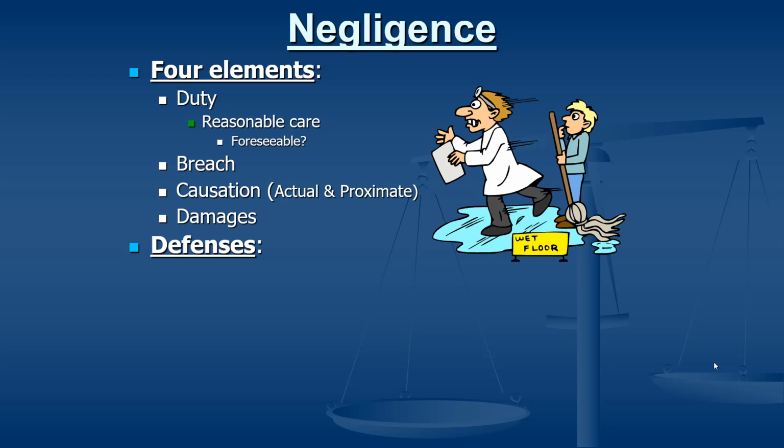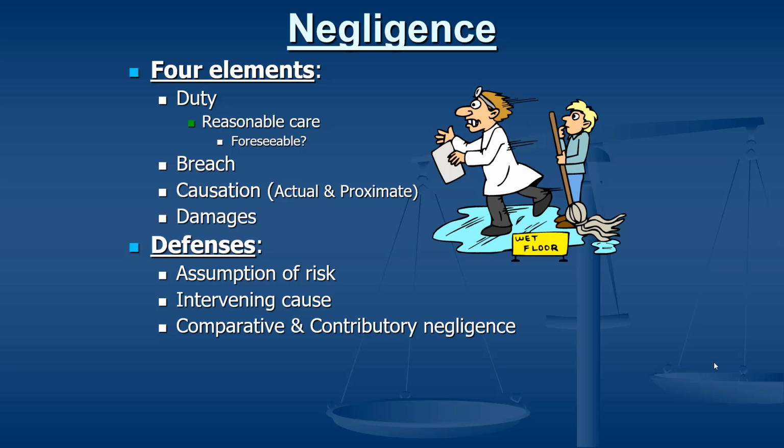Now, what are some defenses that might be raised in a negligence case? Assumption of risk is a possibility, just saying that the plaintiff was aware of the risk and voluntarily accepted that risk. Second, that there was an intervening or superseding cause, something unforeseeable that would relieve the defendant of liability. And then the last two defenses that might be raised are comparative negligence and contributory negligence.